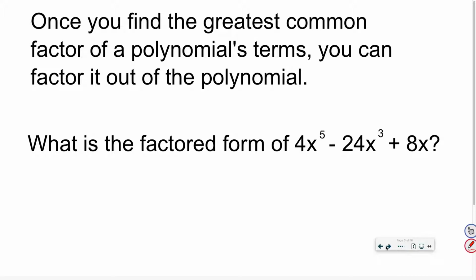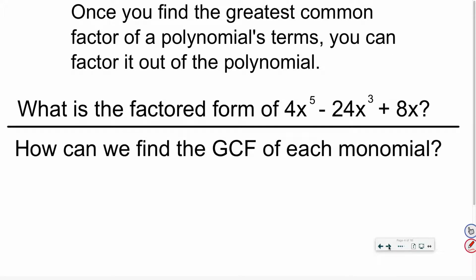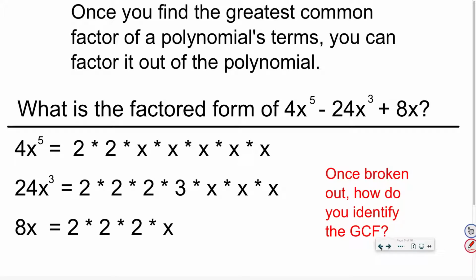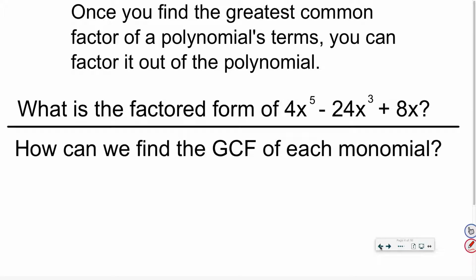So we're going to find the factored form of 4x to the fifth minus 24x to the third plus 8x. So let's first find the greatest common factor of each monomial, right? Each individual term here. So we need to find the factors of 4x to the fifth, the factors of negative 24x to the third, and the factors of a positive 8x.